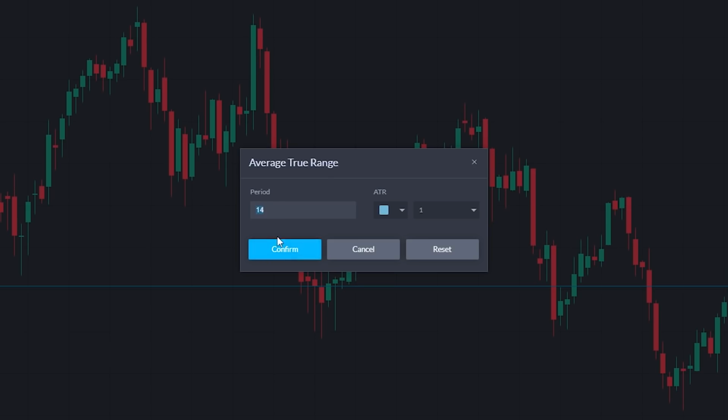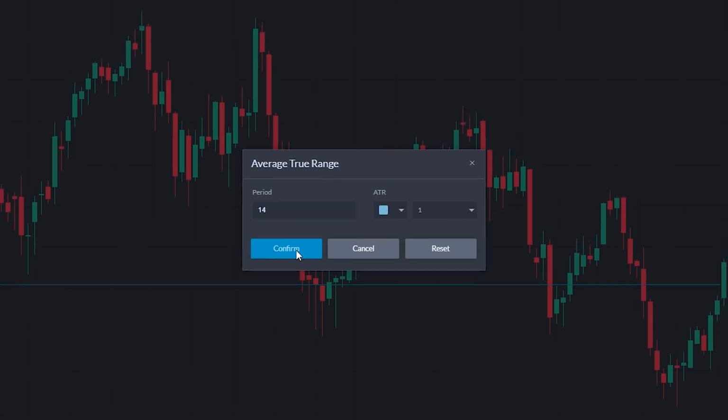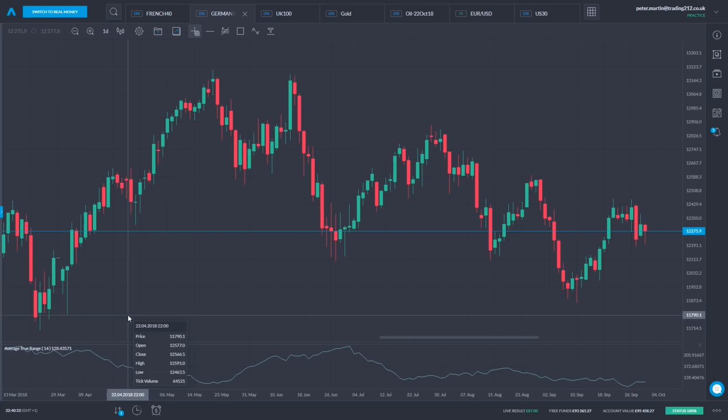In this case, I'm quite happy with that default value of 14, so I'll click confirm, and then below our main chart we have a chart of the average true range, the ATR, and we can see how that's changing with time. If we hover the cursor over where we are currently, then we see that the ATR is around about 128 points. So this is trying to give us a representation of how much the market is moving on average over this period, which is another way of saying how volatile the market is.